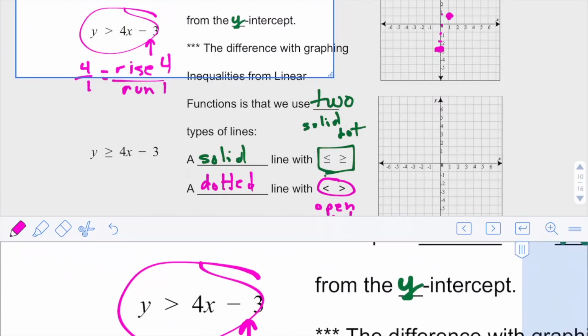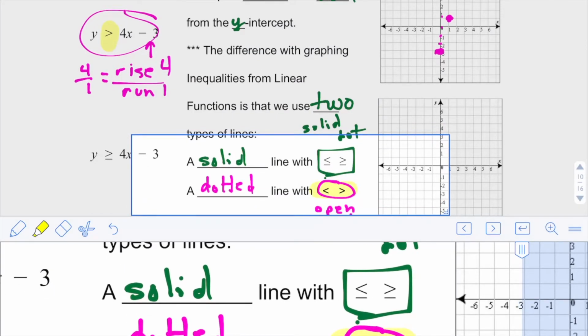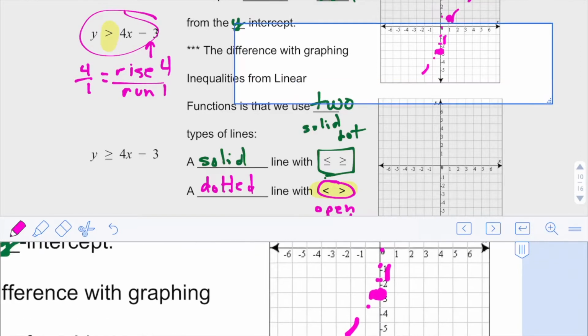Now let's go look at my symbol. Well, I have this symbol right here, and that symbol is consistent down here with the dotted line. So when I draw my line for this graph, it's going to be dotted. So it'll be something like this.